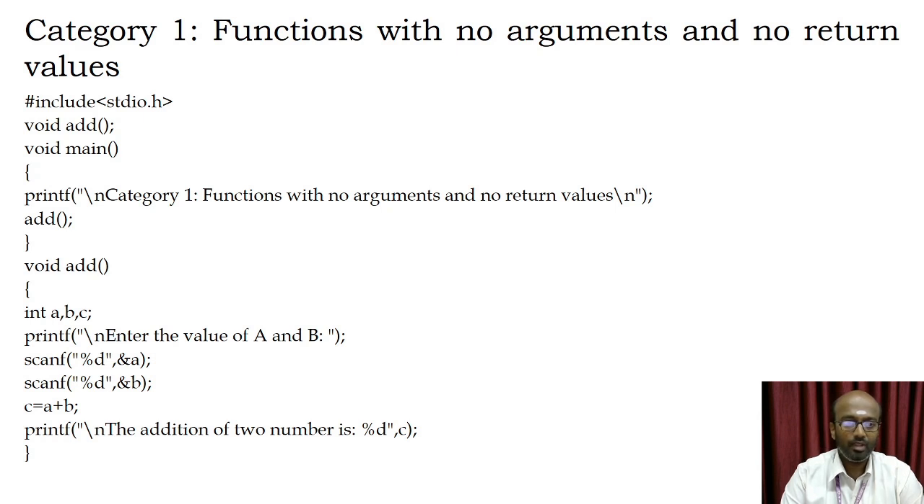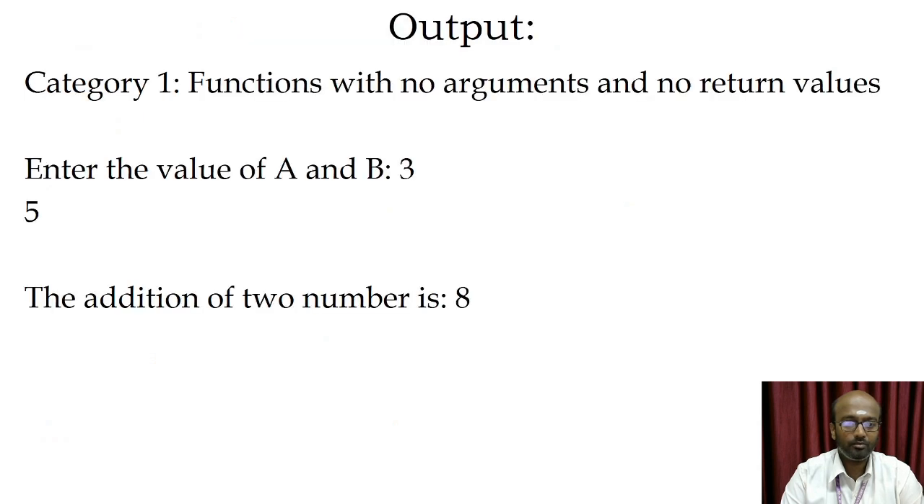This is the example of category 1, and the output will be printed as category 1, function with no argument and no return value, and we receive the values of a and b. We have given 3 and 5. The result will be: the addition of two numbers is 8.